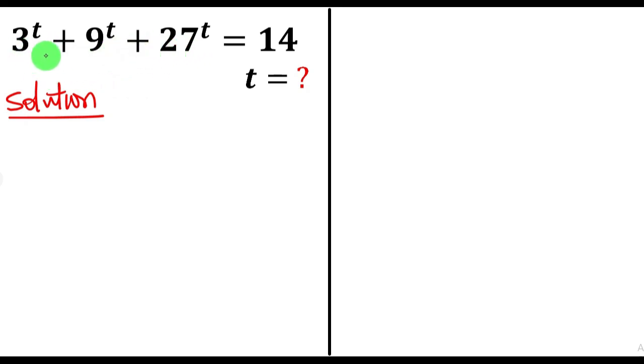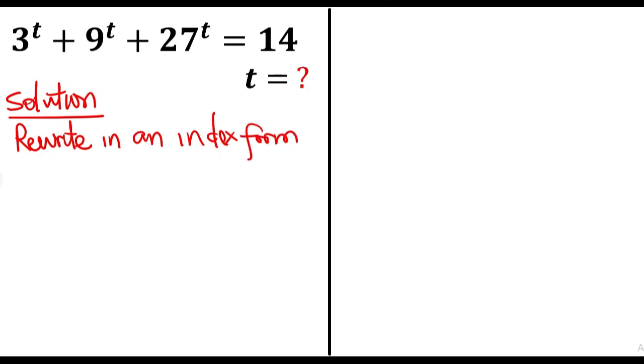We can start from the left hand side, and at the same time we can start from the right hand side. Therefore, I'm going to start from this left hand side. So what am I going to do? I'm going to rewrite this left hand side in index form. Now, 3 is already a prime number, so I'm not rewriting that.